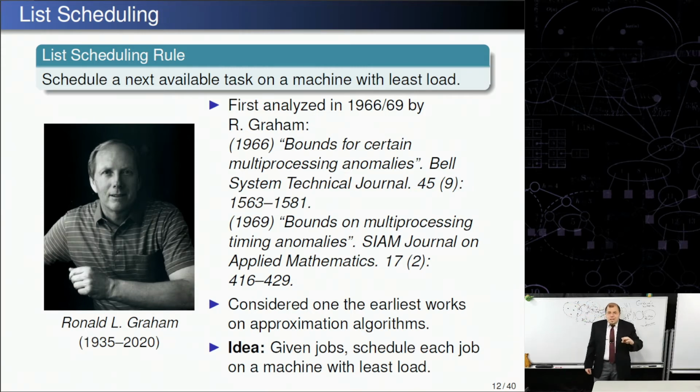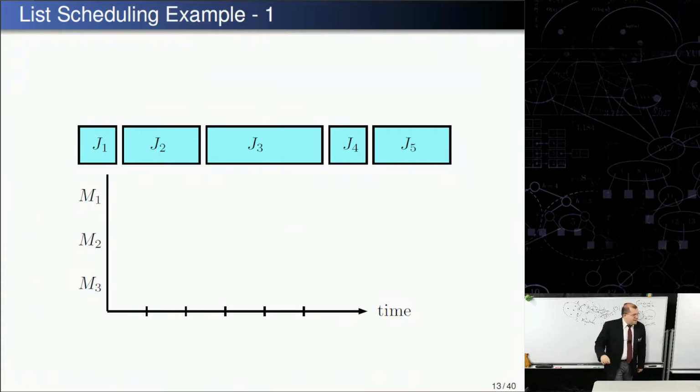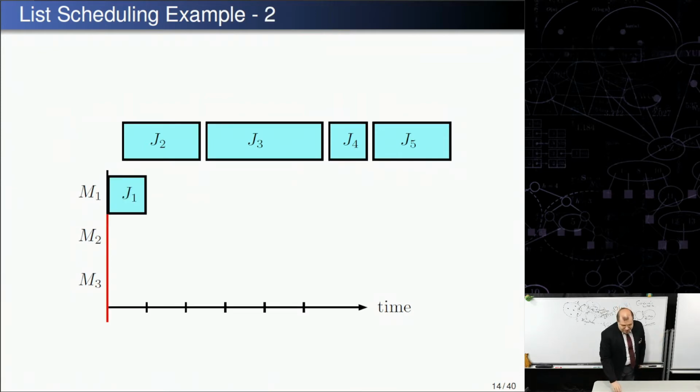I mean a machine which has the least amount of stuff it has to process. It's really that simple. So let's do an example, just so we can see one. So I have 5 jobs here. I'm going to just read them from left to right, and I'm just going to place them onto machines, following this list scheduling rule. So all I'm going to do is place job 1 onto machine 1, because that's a machine with least load. I could have picked any one of these, but I'm just going to pick machine 1.